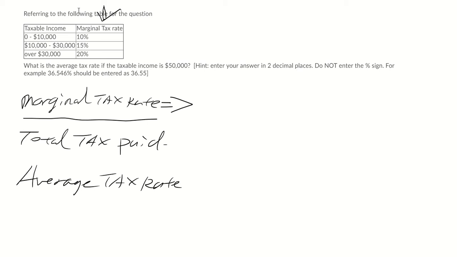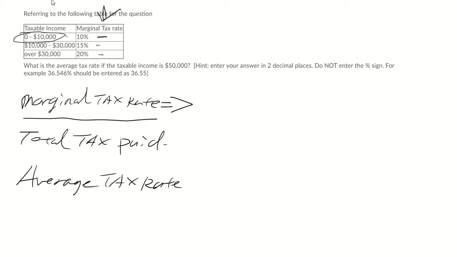For the first one on the table, if your income is from $0 to $10,000, you pay a 10% marginal tax rate. That means for every dollar you make in this range, you pay 10% for income tax, and you keep the rest for yourself. The 90% is your after-tax income. For income from 10,000 to 30,000, for every dollar you make, you pay 15% tax. And for any portion of income over $30,000, you pay an extra 20% of every dollar you make.